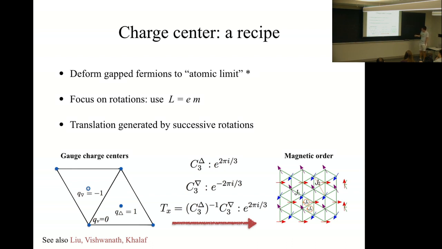Now you take this data. It turns out you stare at this data long enough, you realize that that's exactly what you get with this 120 degree magnetic order on the triangle lattice. For example, you do a translation, the whole pattern rotates by an angle of 2 pi over 3. Some of this is also discussed in Shan, Ashwin, and Islam.